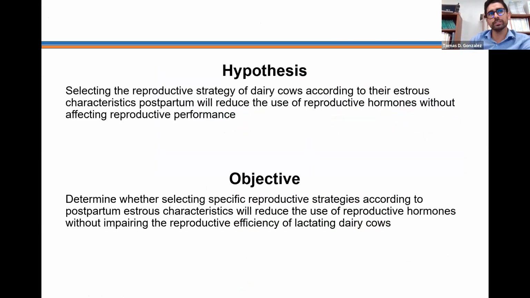So now, knowing all this, we came up with this hypothesis and objective. Our hypothesis is that selecting the reproductive strategy for dairy cows according to the estrous characteristics postpartum will reduce the use of reproductive hormones without affecting the reproductive performance. And the objective is to determine whether selecting reproductive strategies according to the postpartum estrous characteristics will reduce the use of reproductive hormones without impairing the reproductive efficiency of lactating dairy cows.